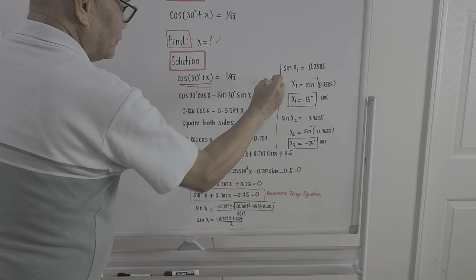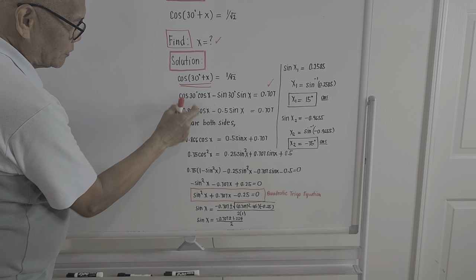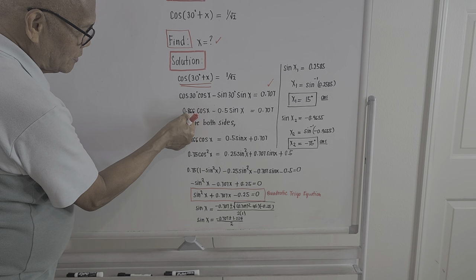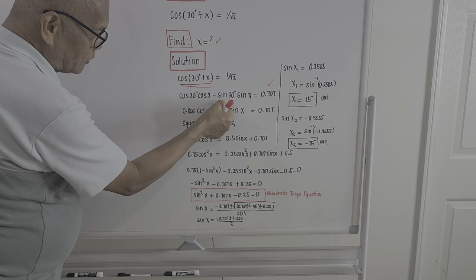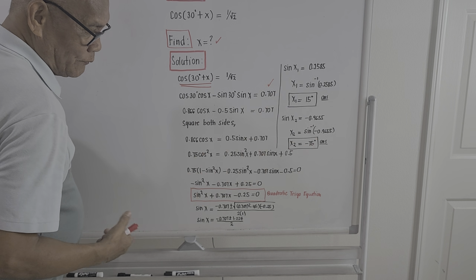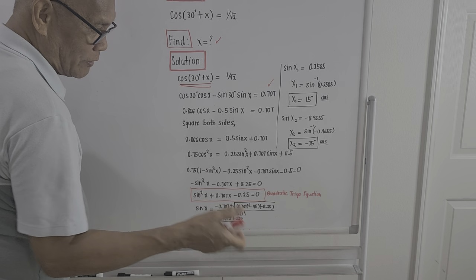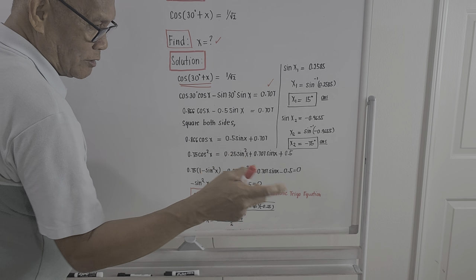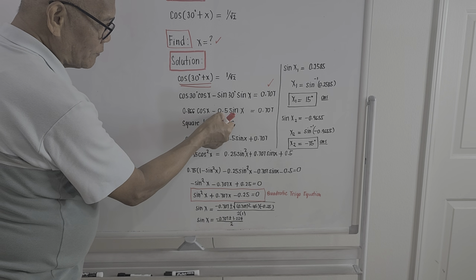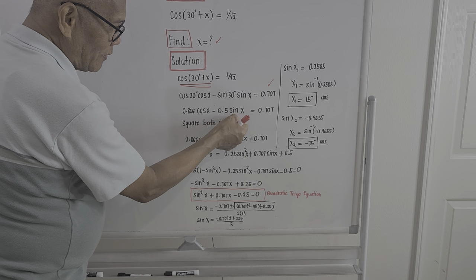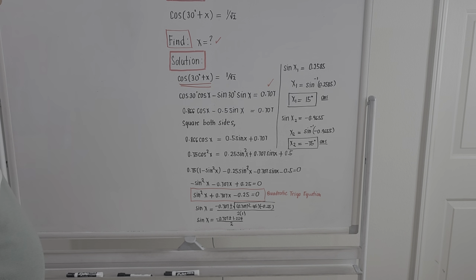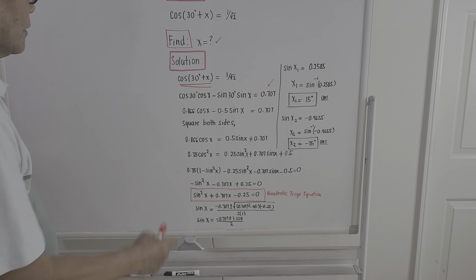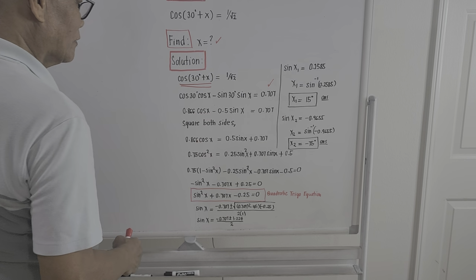For cosine of 30 degrees, that will be 0.866 times cosine of x, minus sine of 30 degrees. We could determine that by using our calculator or by using our knowledge. Sine of 30 is actually 0.5, so this should be 0.5 times sine of x, and this should be equal to 0.707. This will be the resulting equation now.